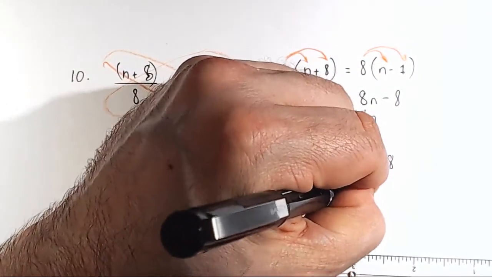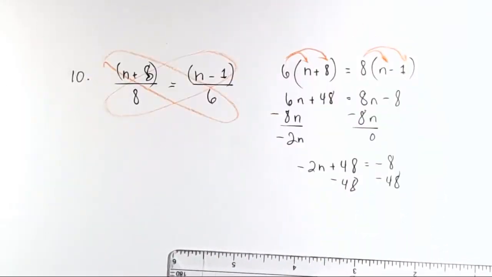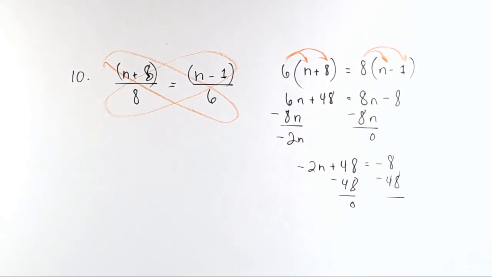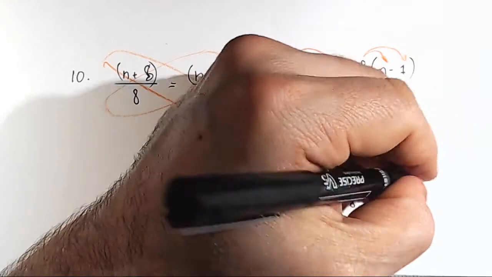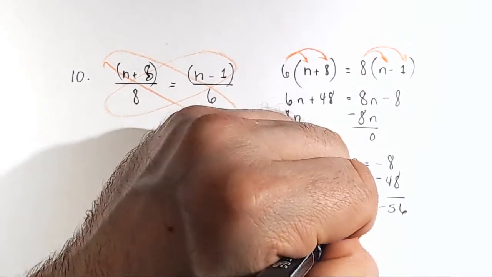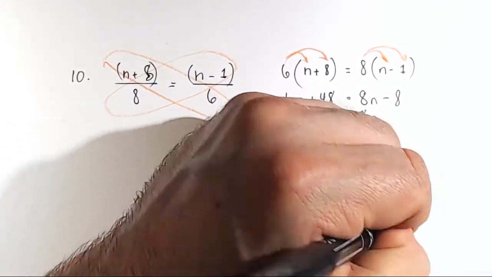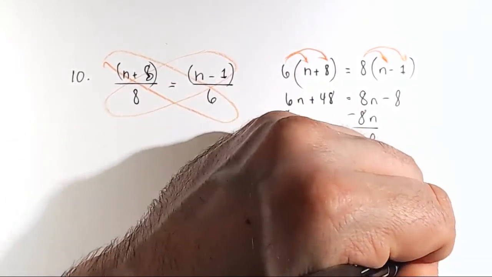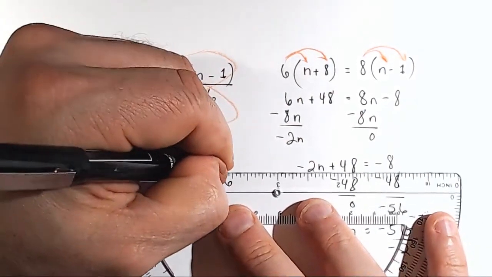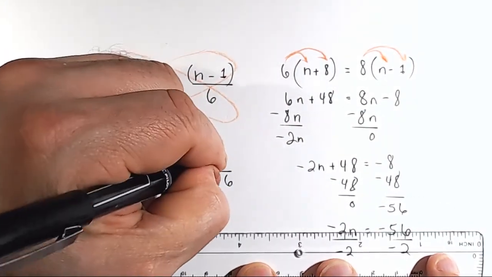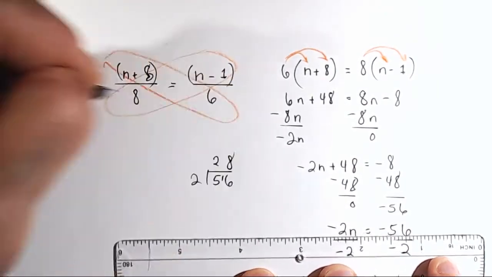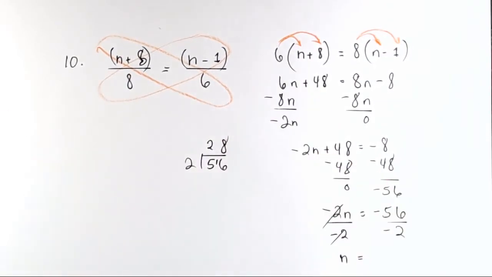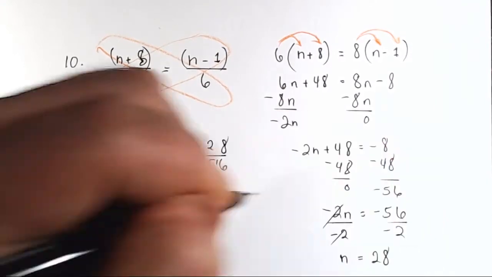Now I'll subtract 48 from both sides. 48 minus 48 on the left is 0. Negative 8 minus 48, it's a bigger negative number, negative 56. So now I have negative 2n equals negative 56. I want to divide both sides by negative 2. We need to see what 56 divided by 2 is. 2 goes into 5 2 times, carry the 1. 2 goes into 16 8 times, so it's 28. The negative 2's cancel. I got n equals negative by a negative is a positive. 56 by 2 is 28, so n equals 28.